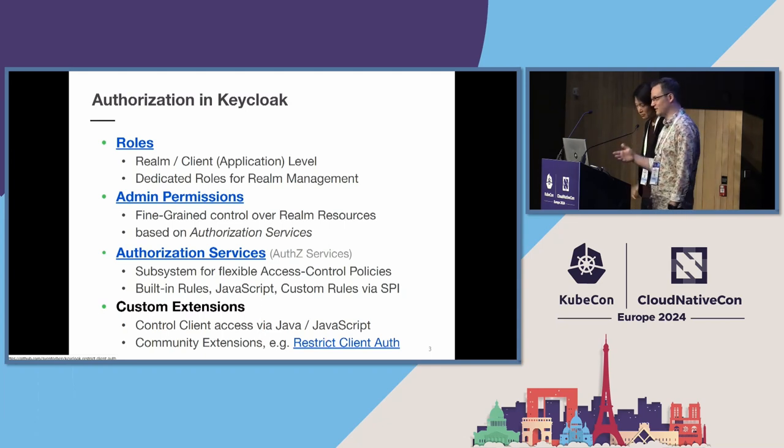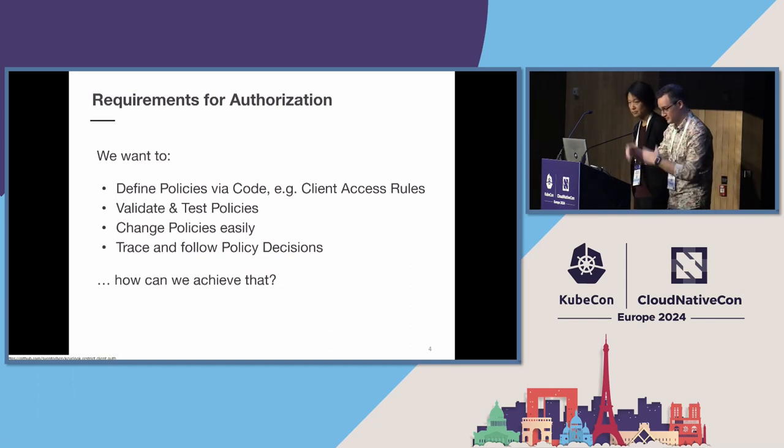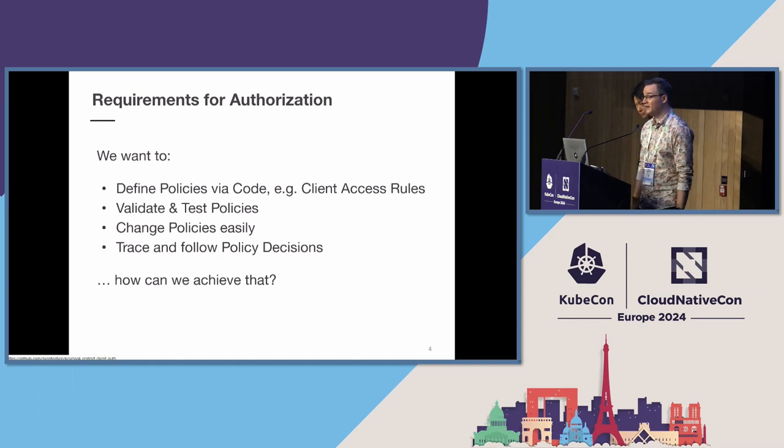How can we restrict access to certain applications from the Keycloak side already? For this, I have a few requirements for authorization. For instance, I want to be able to define policies via code, for instance, the set client access rules, and I want to be able to validate and test those policies, in the best case, even outside of Keycloak. I also want to be able to change policies easily and to be able to trace and follow policy decisions afterwards. So the question is, how can we achieve that?